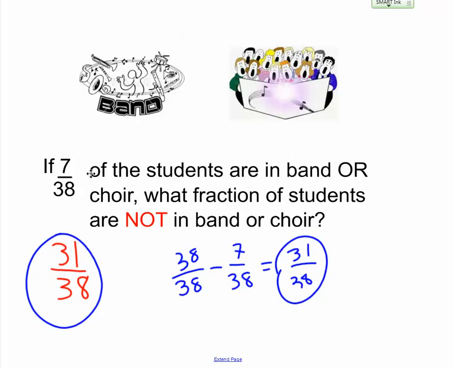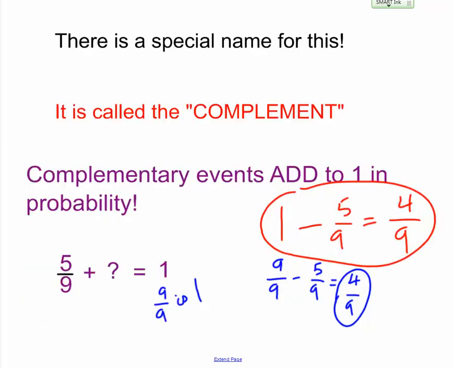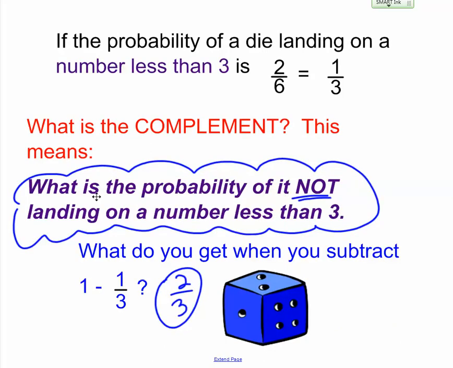And then last time in class we had the probability of a student's name being drawn at random from the entire middle school that was in band or choir was 7 out of 38. So the fraction of the students not in band and choir would be the difference of 7/38 and 38/38, which is 31/38. So complementary events are just events that add to the whole number 1. So if the probability of the event is the probability of something happening, the complement is it not happening. And that's the easy way to remember. What is the meaning of complement? It's the probability of something not happening.